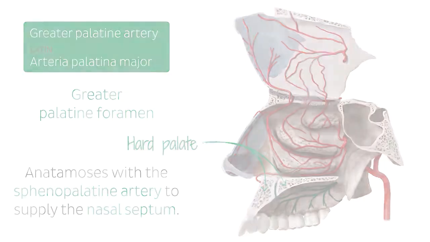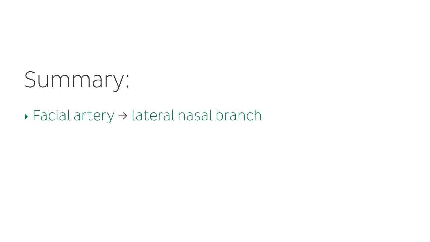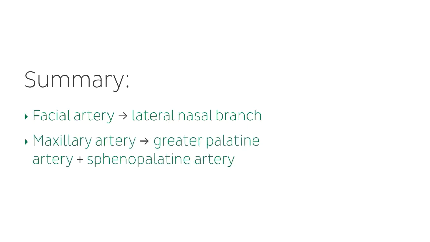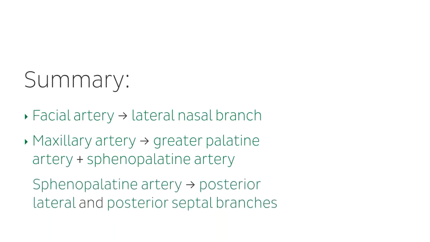So let's summarise the names of the arteries which supply the nasal cavity and are derived from the external carotid artery. Two main arteries derived from the external carotid artery supply the nasal cavity, the facial artery and the maxillary artery. The facial artery has one main branch that supplies the nasal cavity, the lateral nasal branch. The maxillary artery has two branches that supply the nasal cavity, the greater palatine artery and the sphenopalatine artery. The sphenopalatine artery has two main sets of branches itself, the posterior lateral branches and the posterior septal branches.